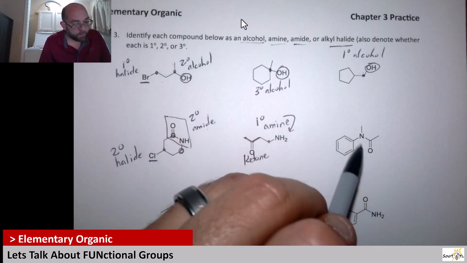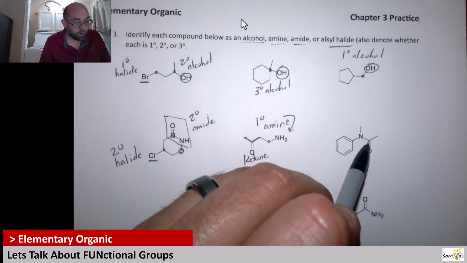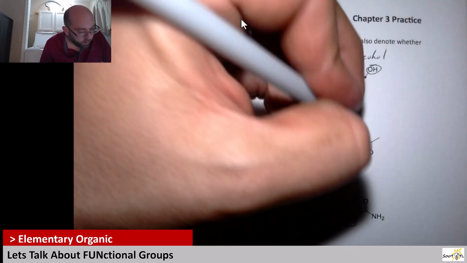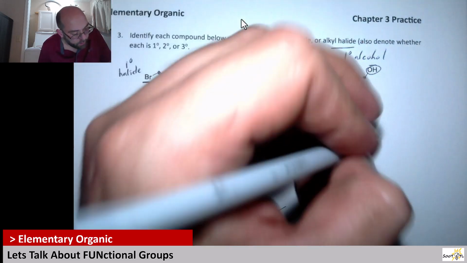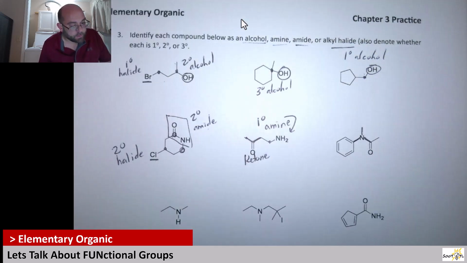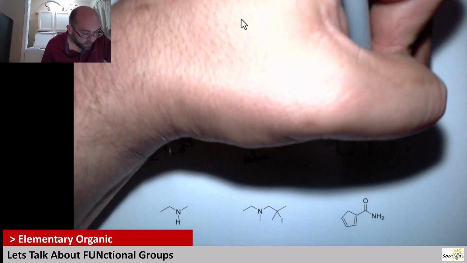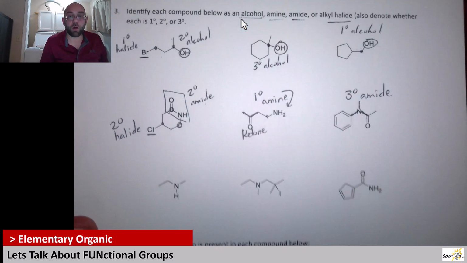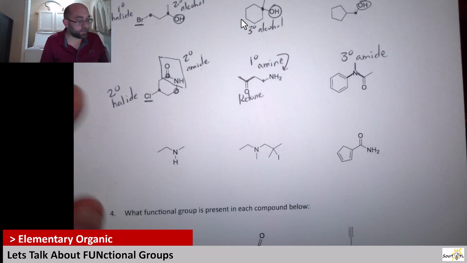All right. Yet again, we see another nitrogen bound to a carbonyl carbon. So this is telling us we have an amide. Yet again. So what type of amide? Well, it's connected to 1, 2, 3 carbons. So this is a tertiary amide. Okay. We go down to the next one here.